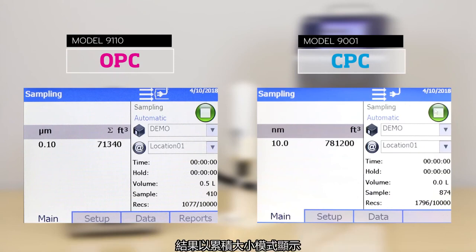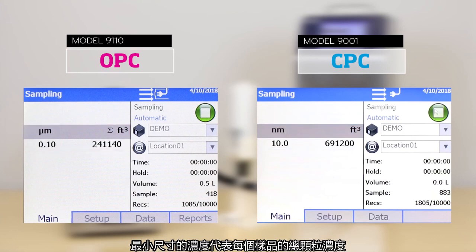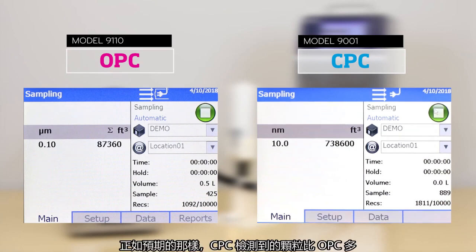The results are shown in cumulative size mode. Therefore, the concentration at the smallest size represents the total particle concentration for each sample. When sampling room air, both instruments detect significant particle concentrations. As expected, the CPC detects more particles than the OPC.